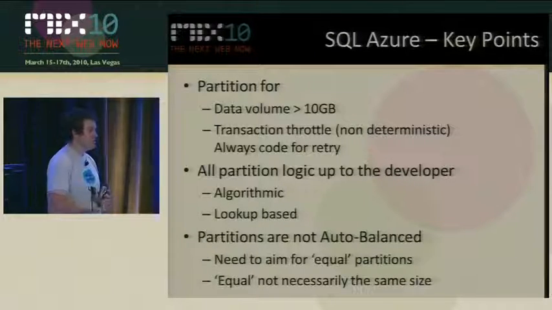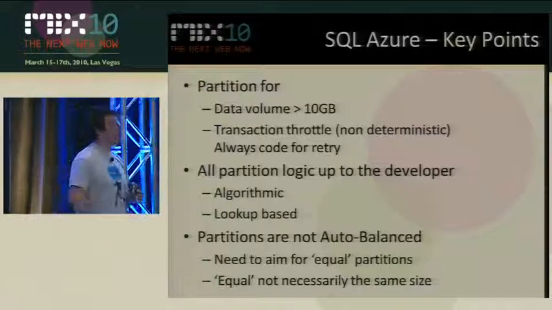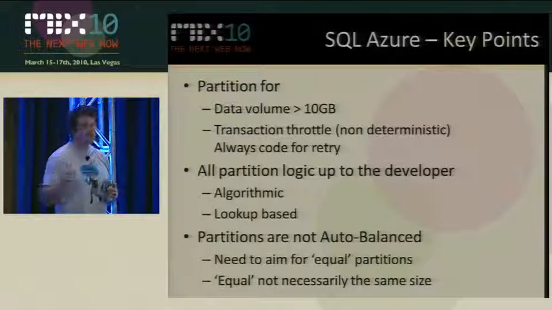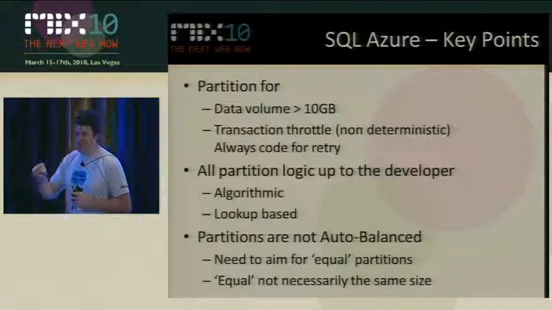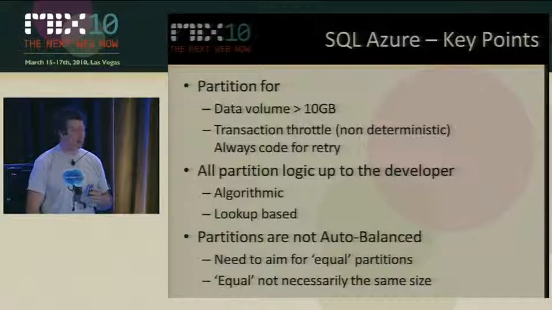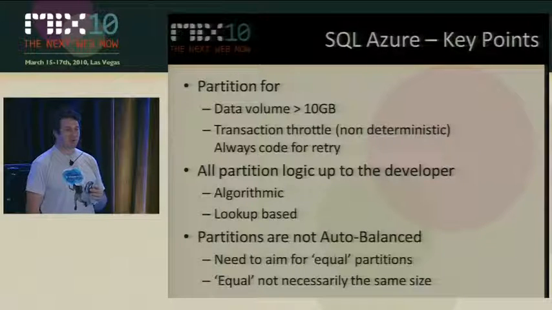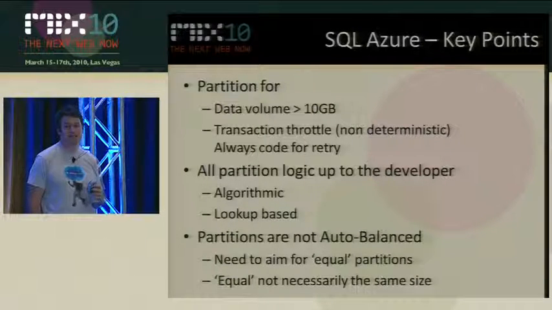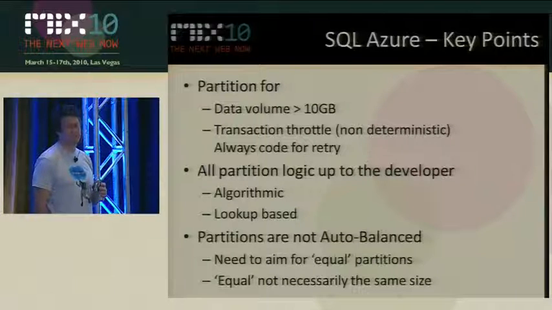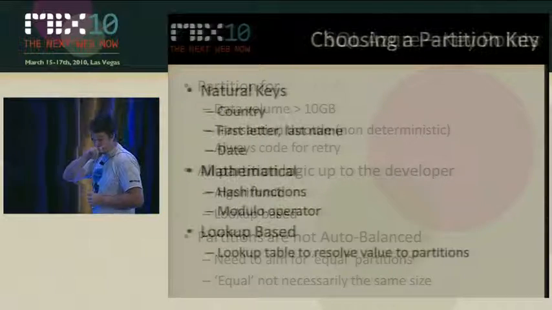We are paying $10 a month for each one of our 1 gig databases. That means we need to try and use it to the full, which means we need to aim to have equal partitions. Equal partitions do not necessarily mean an equal amount of data in the partition. Because equal with SQL Azure is a bit more than that. It means not only the amount of data, it also means the amount of load that we're likely to be applying to that particular node. So it's not as simple as it may seem initially.